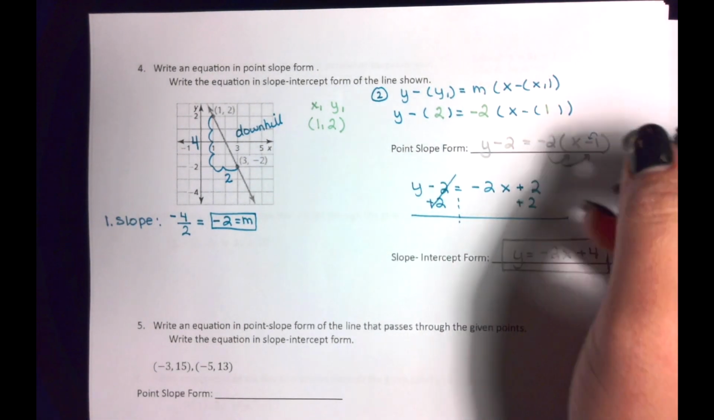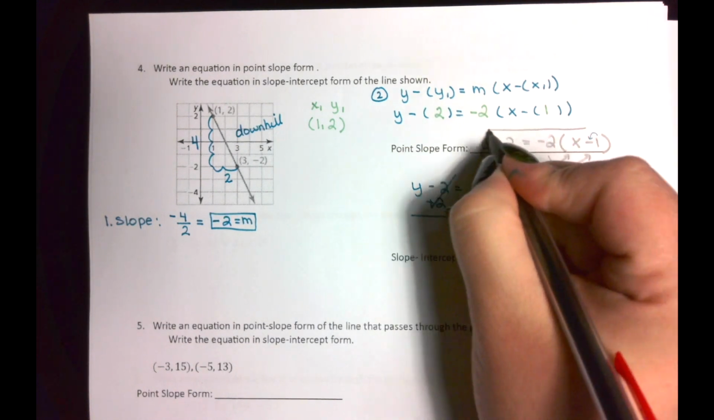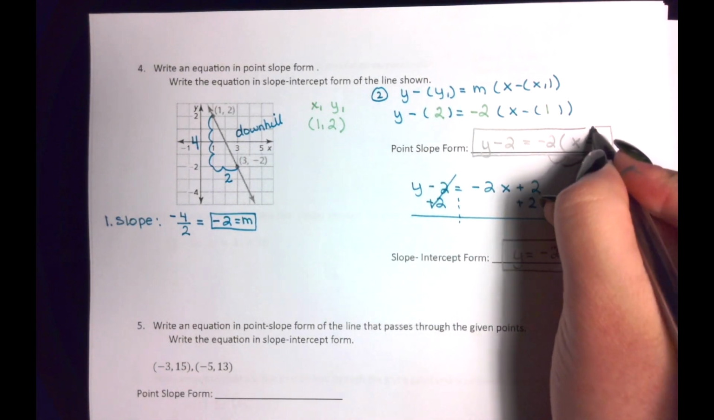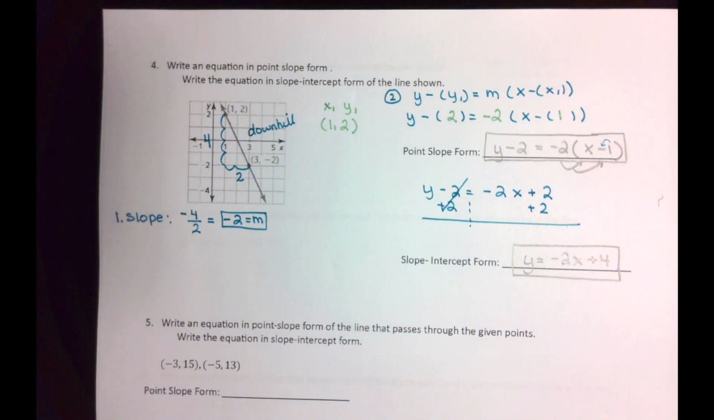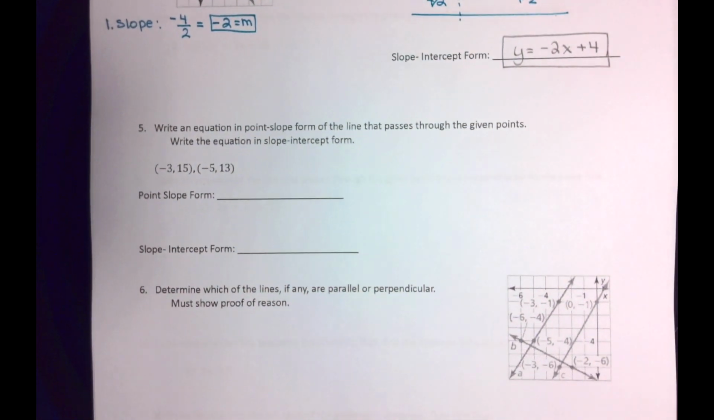So we have 2 different answers. I'm going to erase, no I will not. I'm just going to put a box around it. So we have 2 answers, one in point slope form, one in slope intercept form. One more time, let's do the exact same thing.